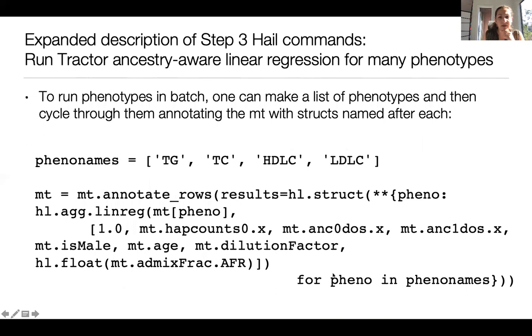To run multiple phenotypes in batch, you can make a list of phenotypes first and then cycle through them, annotating the matrix table with multiple structs that will each be named the names of your phenotypes. So again, all of the information can be stored just in that one matrix table.